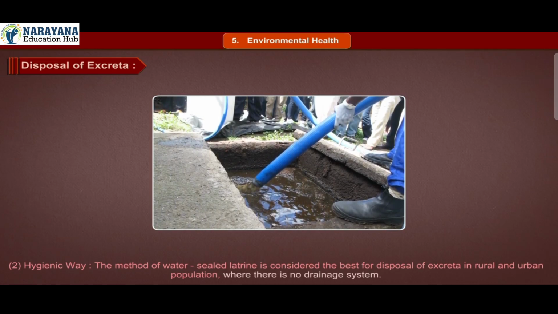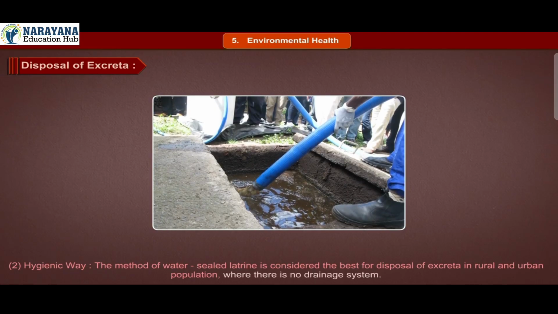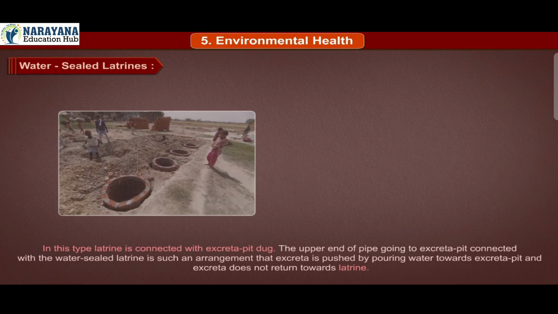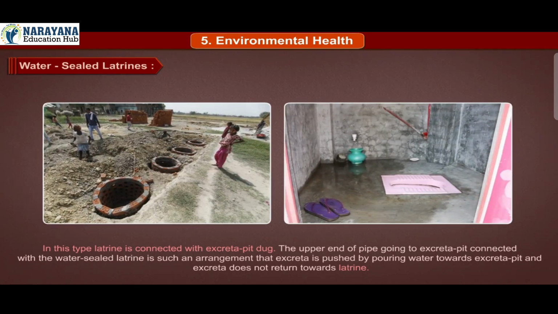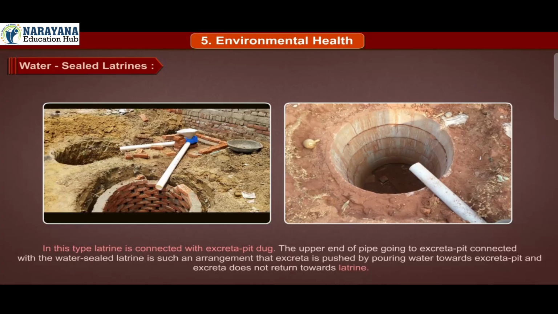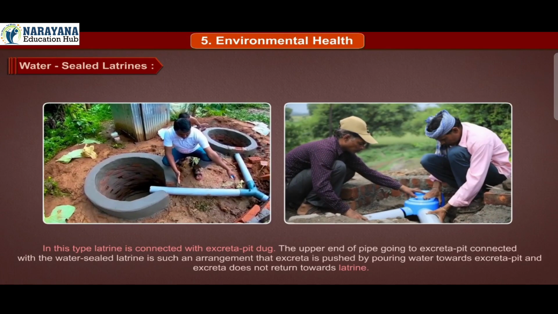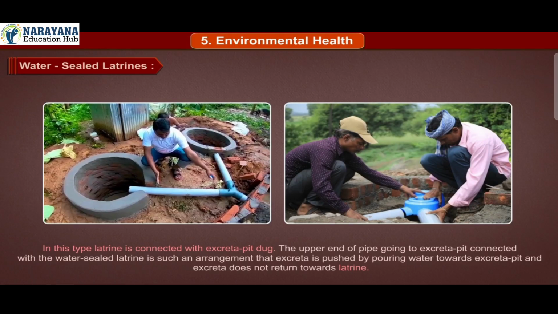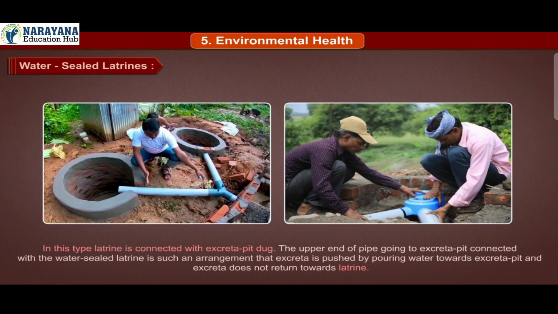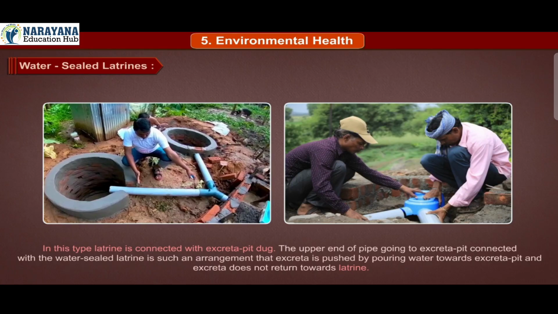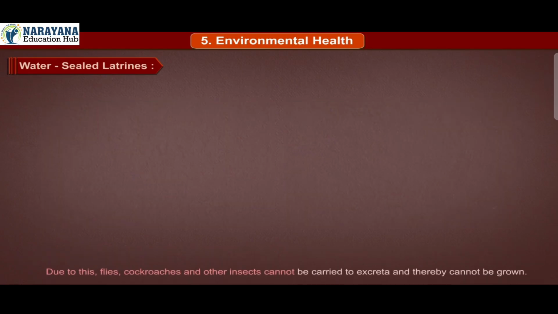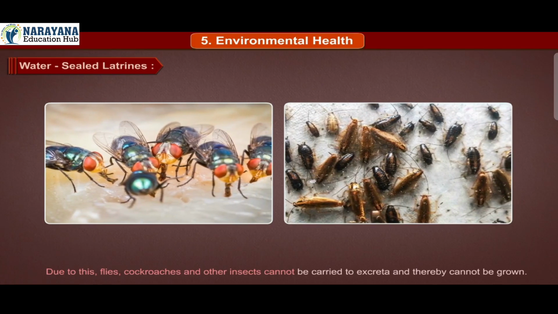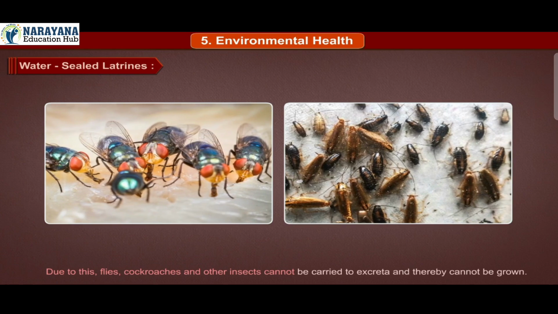In rural and urban populations where there is no drainage system, water-sealed latrines are used. In this type, the latrine is connected with an excreta pit duct. The upper end of the pipe going to the excreta pit is arranged such that excreta is pushed towards the pit by pouring water, and excreta does not return towards the latrine. Due to this, flies, cockroaches and other insects cannot be carried to excreta and thereby cannot grow.